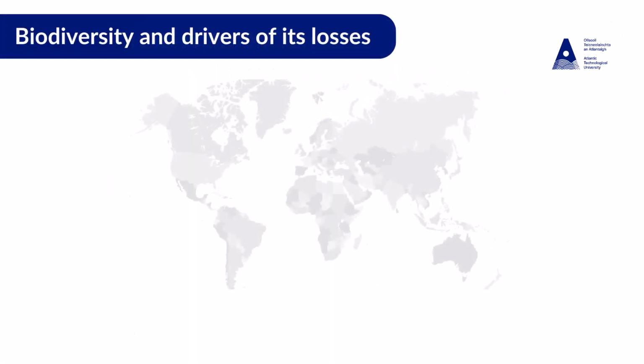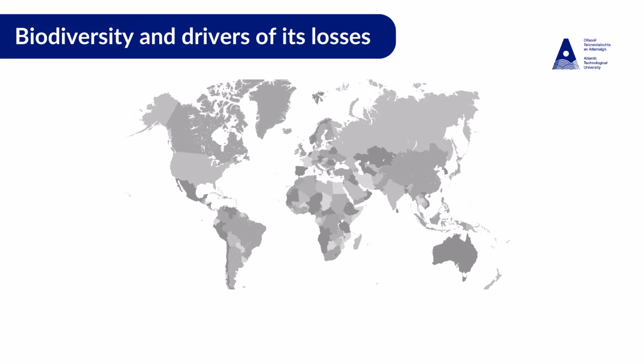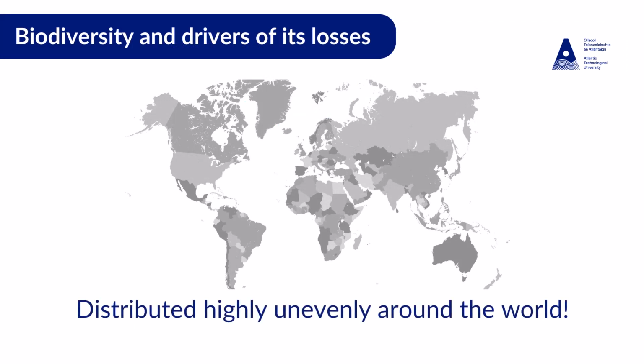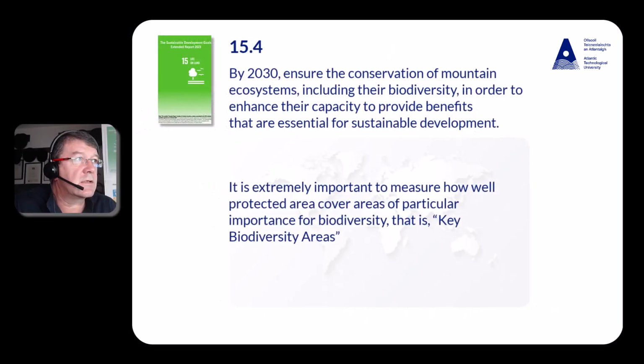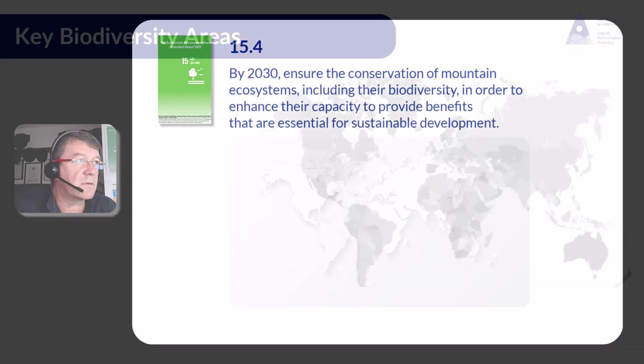However, biodiversity and drivers of its losses are distributed highly unevenly around the world, and so to track progress towards nature conservation targets, it is extremely important to measure how well protected areas cover areas of particular importance for biodiversity, that is, key biodiversity areas. Key biodiversity areas have been identified in all the world's countries through application by the national coordination groups of the Global Standard for Identification of Key Biodiversity Areas.